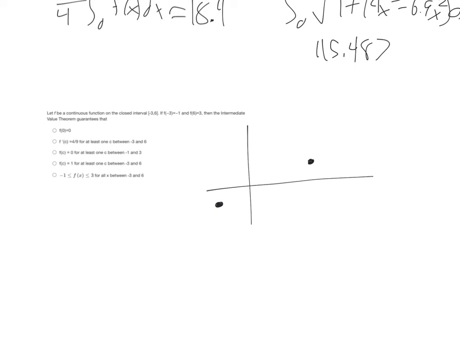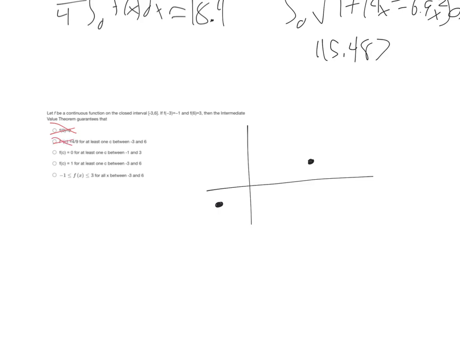And all the intermediate value theorem says is if you have a continuous function and you know these two endpoints, then for any y value in between these, there has to be at least one x where the function hits that value. So this first one says f of 0 equals 0. Now at some point we do have to cross 0, but do I know that it happens at 0? No. So that's out. The second one says the derivative has to be 4/9. Well, the intermediate value theorem doesn't say anything about the derivative. That's the mean value theorem. So that's out.